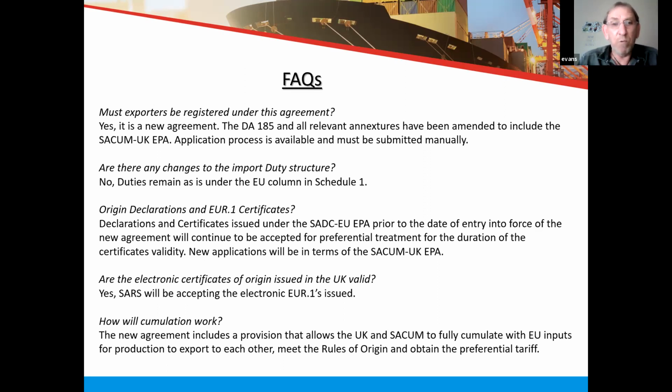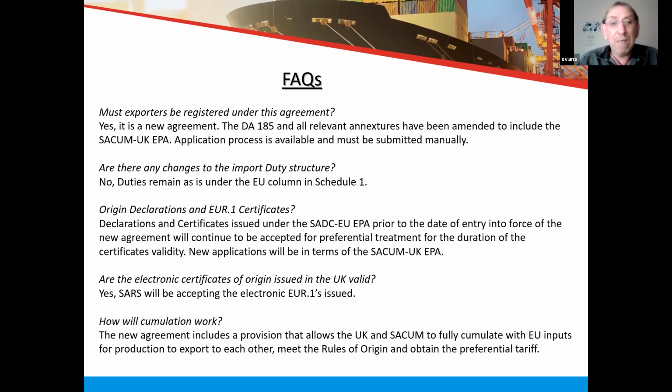So people who want to export from South Africa to the UK, you can now register under this new trade agreement. The unfortunate part at the moment is it's still manual. So your DA 185 must be submitted to your closest customs branch office. But the application process is open. The DA 185 is there. All the annexures have been amended to include the new trade agreement.